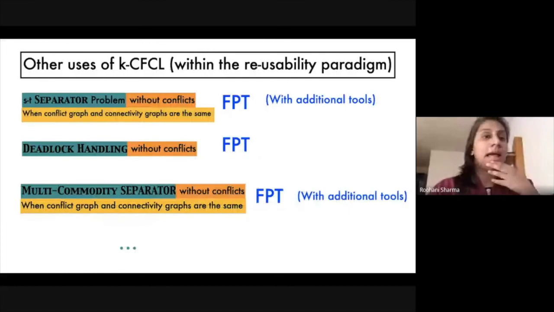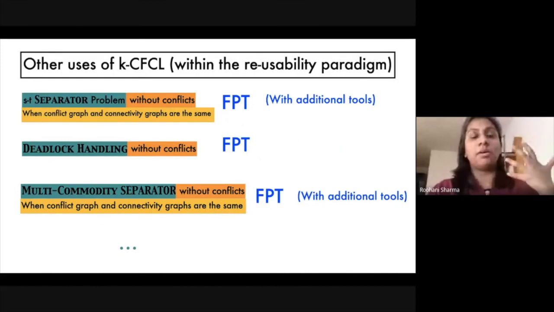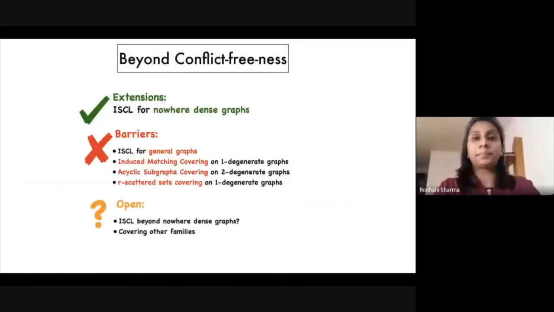So using this tool, one can design conflict-free versions of various problems, and by reusing algorithms of the respective problems. But I'll skip defining these problems. And just the last slide. This notion of conflict-freeness can be generalized for nowhere dense graphs. So right now we showed that there is a nice family for D-degenerate graphs. This can be generalized for something called nowhere dense graphs.